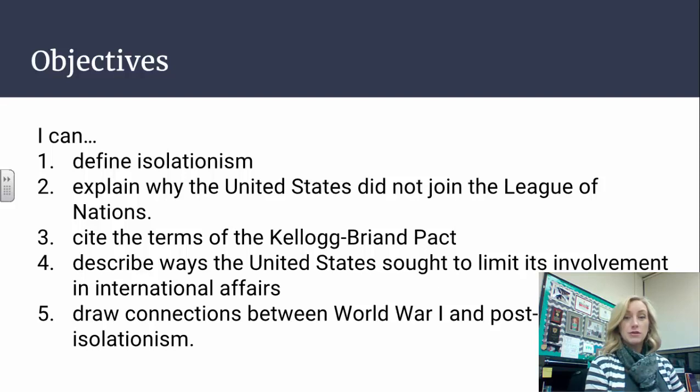You've got to be able to cite the terms of the Kellogg-Briand Pact, and then describe ways the U.S. sought to limit its involvement in international affairs, which is part of that isolationism. And then finally, draw connections between World War I and the post-war U.S. isolationism. So again, a lot to do with that isolationist reaction to World War I on the part of the United States.